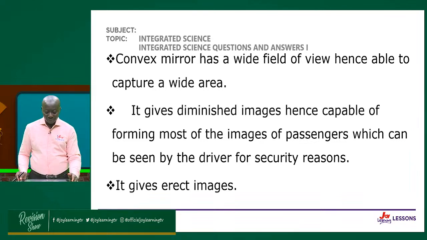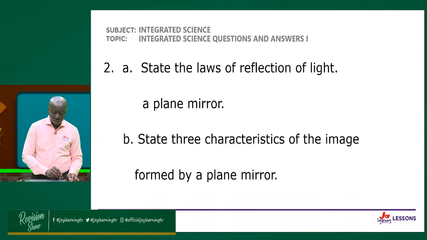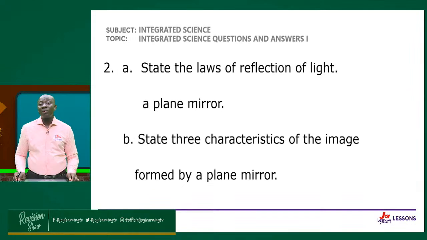Try to be disciplined. Now the convex mirror also gives diminished images, hence capable of forming most of the images of passengers which can be seen by the driver for security reasons. If the convex mirror is mounted inside the car, the driver can see everybody in the car, and whatever you do, you can be captured. And the last one, it gives erect images. Even though the images are small, they are also erect. Okay, so we move on to the second part of our question.